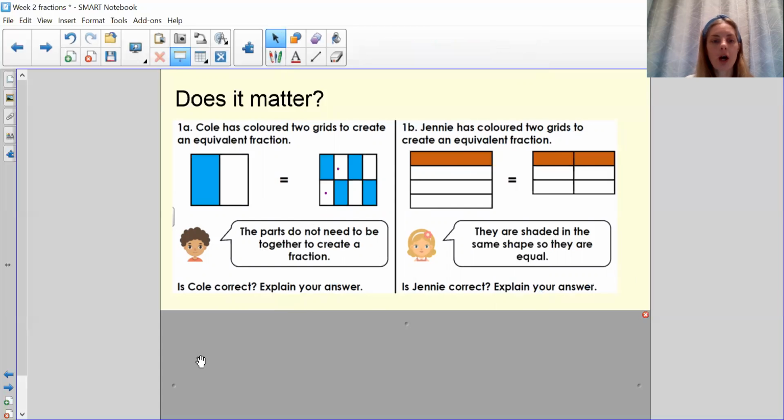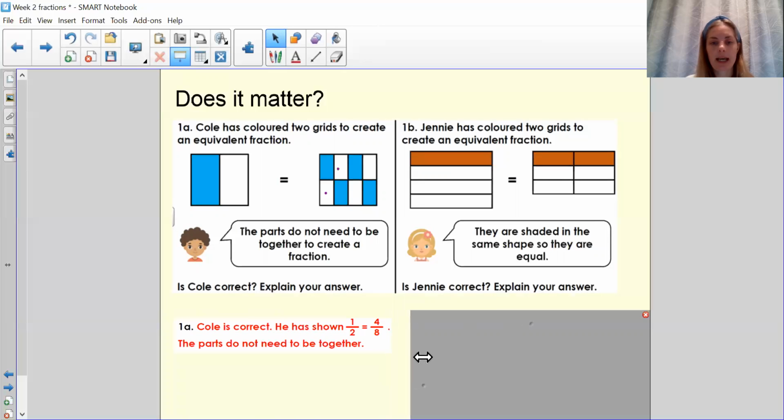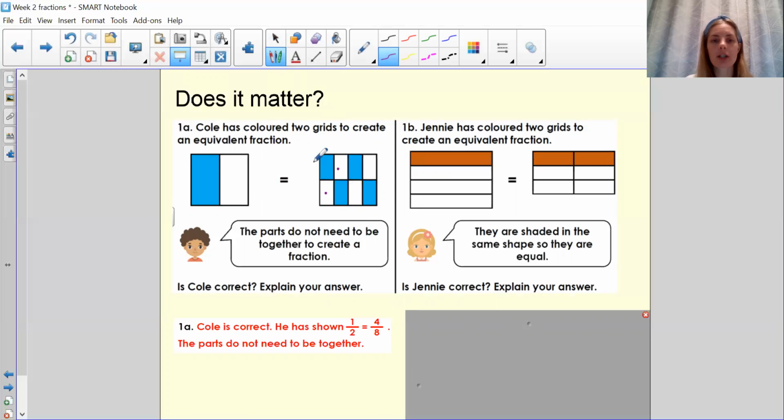Right, for Cole, it doesn't matter, okay? All right, he has colored in a half because what is this fraction? I've got 4/8, which is equal to a half, okay? So I have created an equivalent fraction there. All right, 2 times 4 is 8, 1 times 4 is 4. It doesn't matter where you've colored in. It doesn't have to be that this has to all be blue. You've still created half the shape has still been shaded.